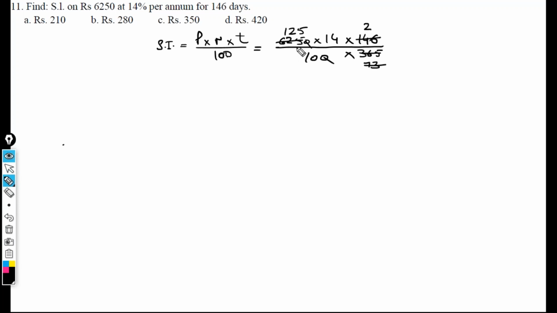73 further got cancelled out here. 73 into 2, 146. Now 2 into 125 results in 250. So the 0 of 250 got cancelled out here. Required answer is 14 into 25, which comes out to be 350. Is it clear, everyone? The only thing here was we need to convert these days to years to find our answer. So the period here we take is in years always.